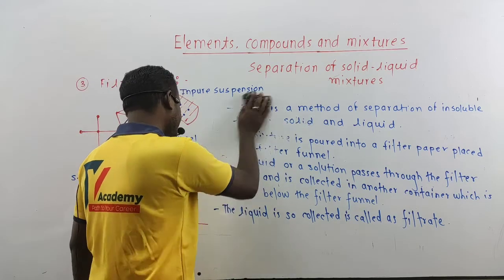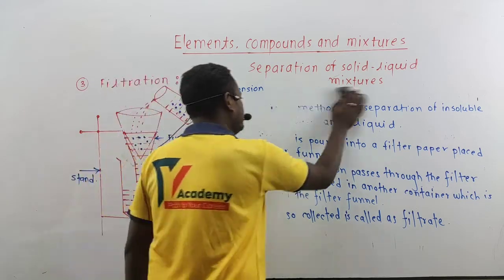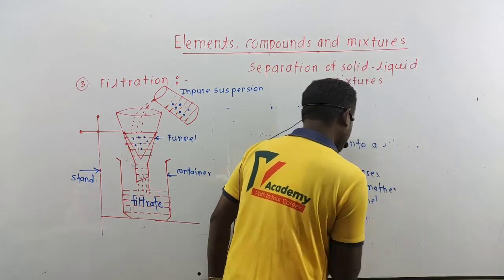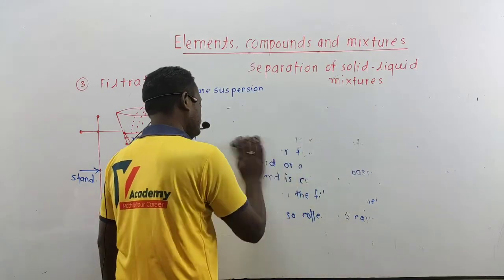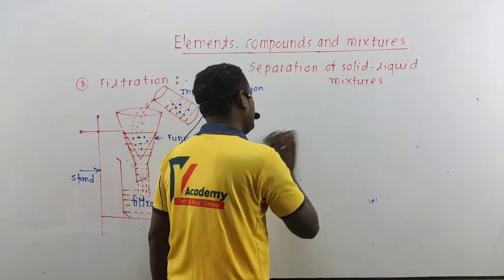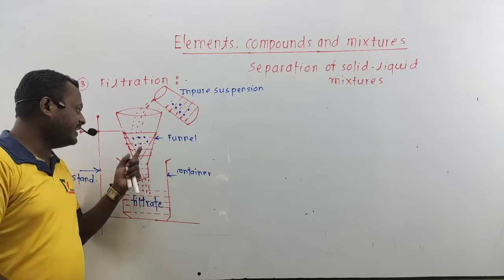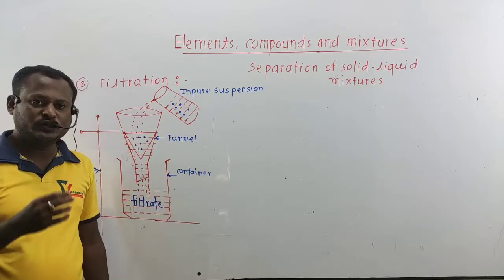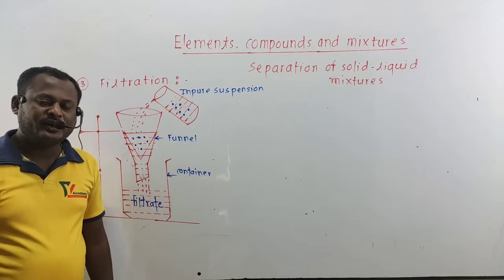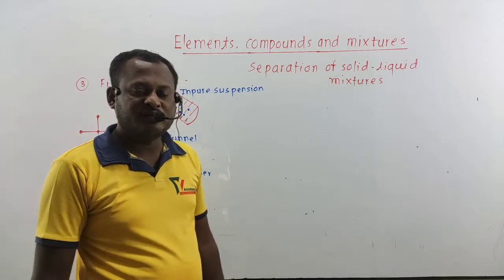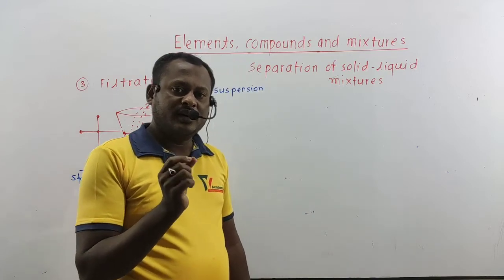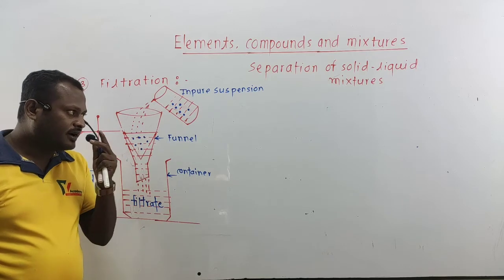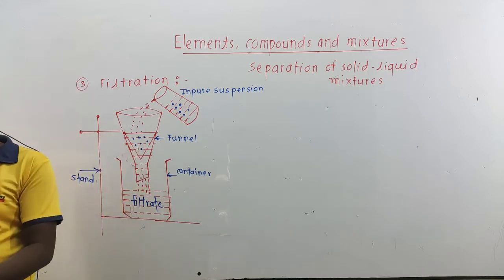Now let us see. Here the impurities get separated because they do not pass through the filter paper. The size of impurities is large and the holes of the filter paper are small in size, and that's why the impurities get separated from the mixture.